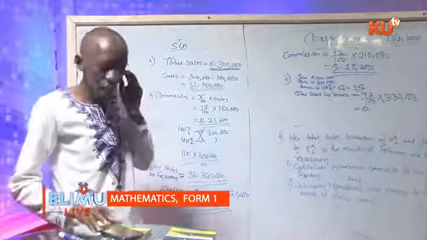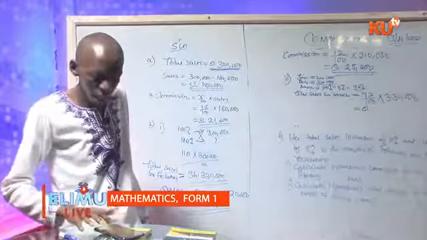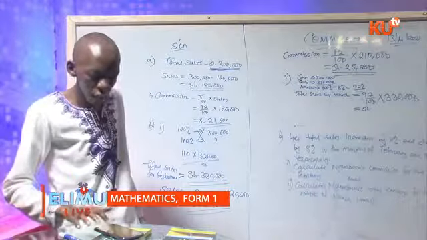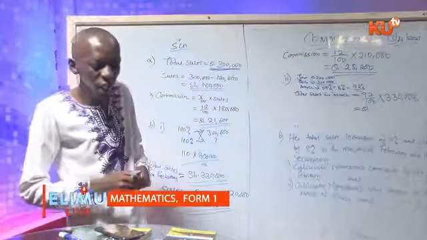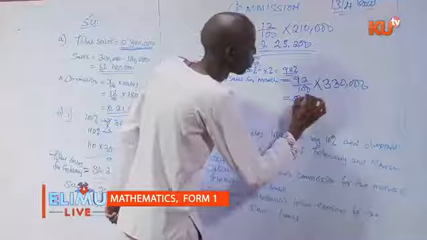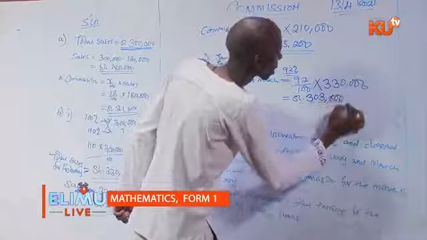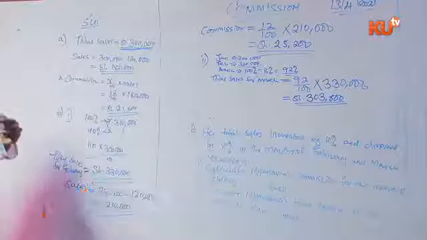So the total sales for March, 92% of 330,000, is 303,600 shillings. That is the total sales for the month of March.